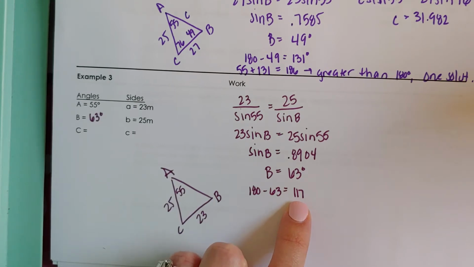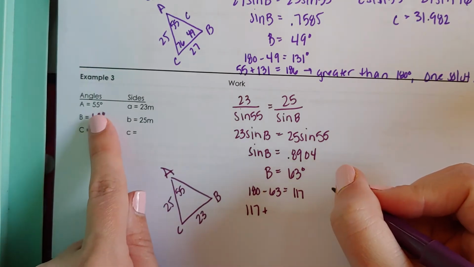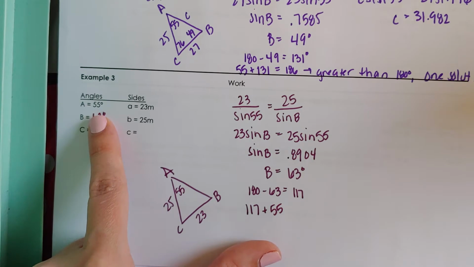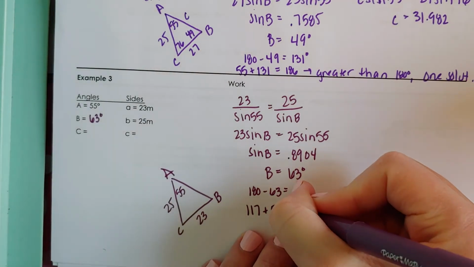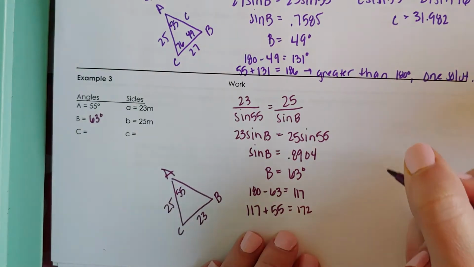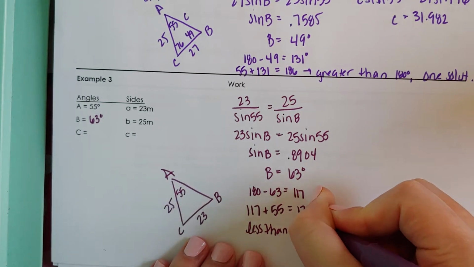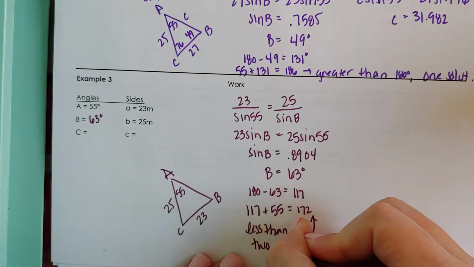Okay. And so how we check to see if there's a case 2, we take our 117. We already know that A is 55. Remember, the original pieces of information do not change. We are saying there are 2 triangles that can have A 55, little a 23, little b 25. And so that part has to stay the same. So when you add those up, you get 172. This is less than 180. So you know there's 2 cases, okay? So I'm going to write that in, 2 cases.